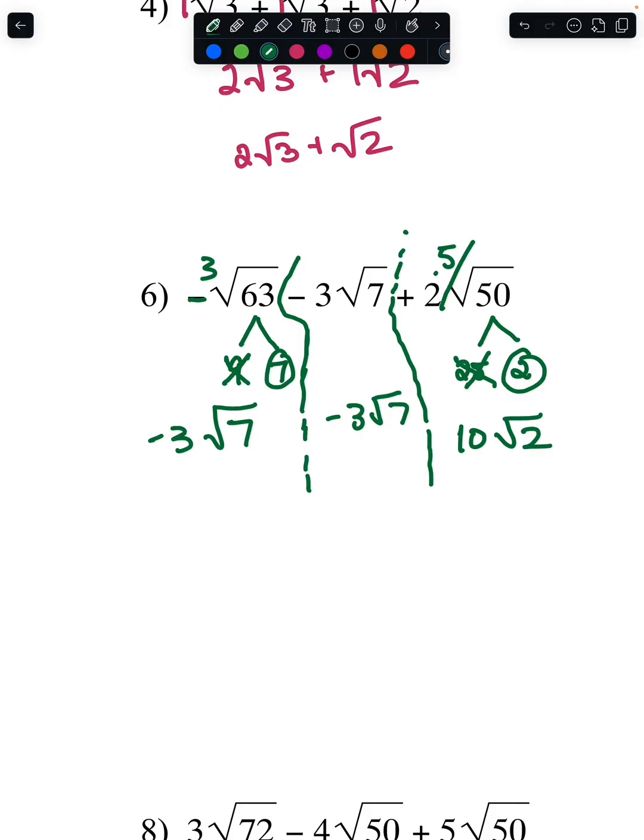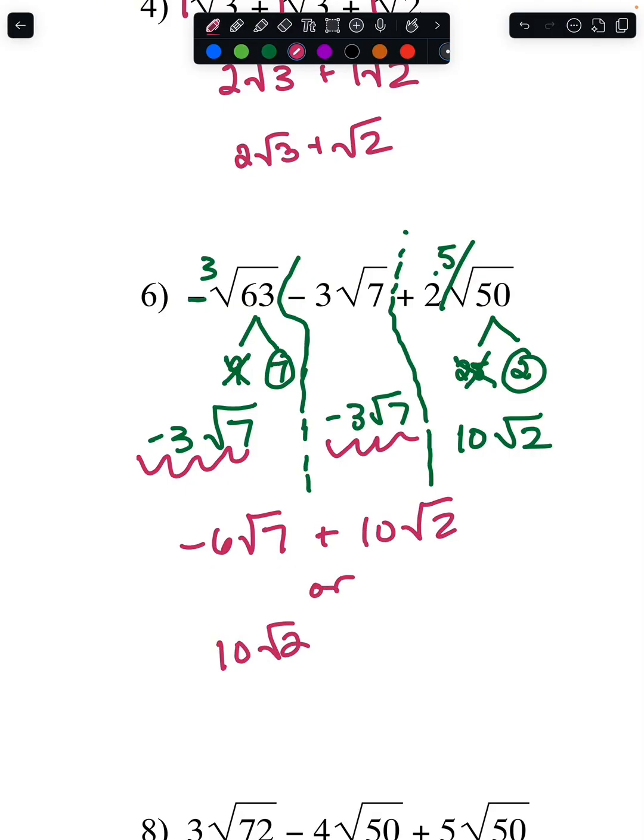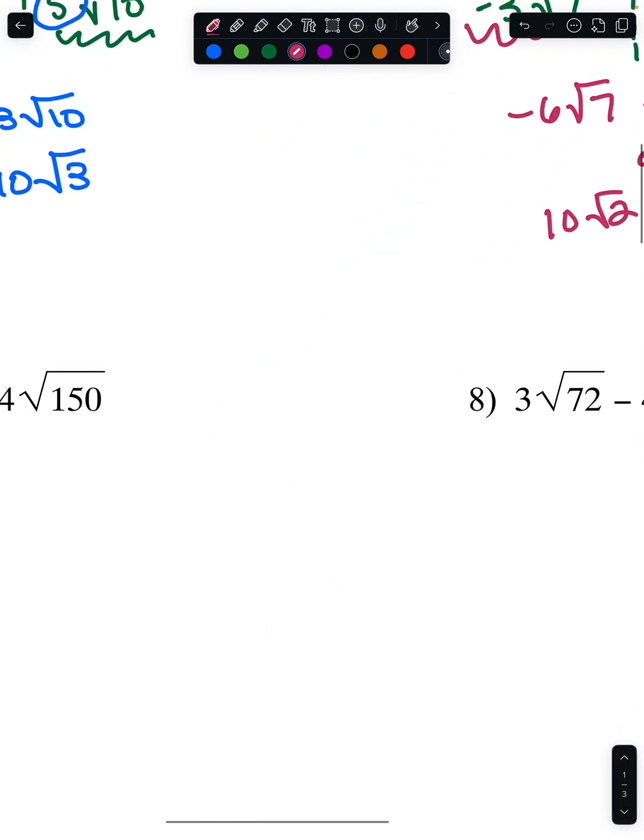Now we have to combine our like terms, which is this one and that one. So that becomes negative 6 square root of 7 plus 10 square root 2. Or you can write it 10 square root 2 minus 6 square root 7. Okay? Let's move on to a little bit more challenging ones.